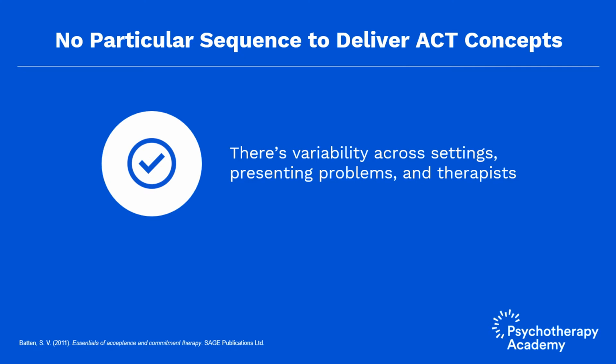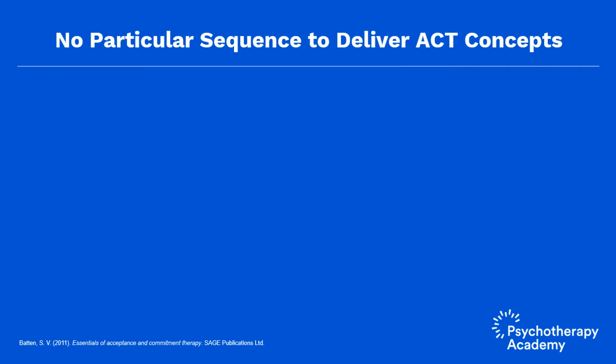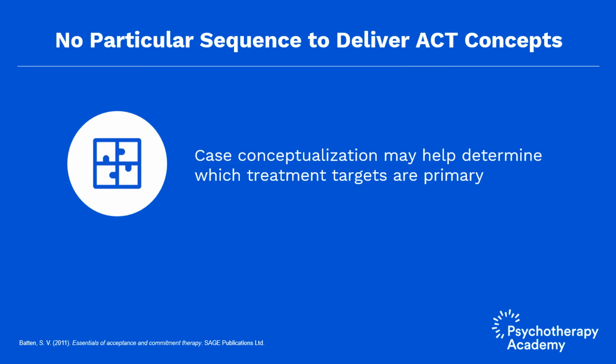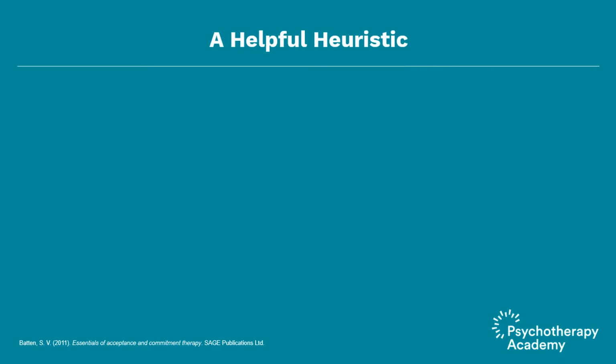ACT concepts are presented. The more competent and flexible an ACT therapist becomes, the less discrete the 6 processes may appear in a given course of treatment, or even within a given session. Sometimes it may be clear from the individualized case conceptualization which treatment targets are primary and should be addressed first. But at other times, the course is not so apparent. One heuristic that may be helpful to newer ACT therapists is the following.